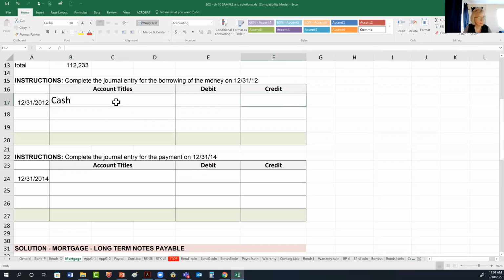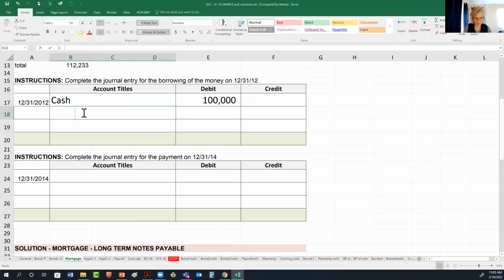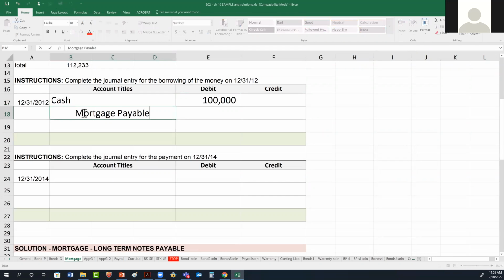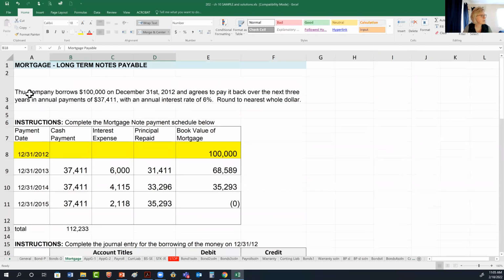So we often use actually a separate account for that. We often just use a mortgage payable because that's such a big amount. We want it called out. Would you accept notes payable as well or no? It depends how the problem's worded. If it says you signed a note, that would be one thing. If it's, in this case, it does use the word mortgage.